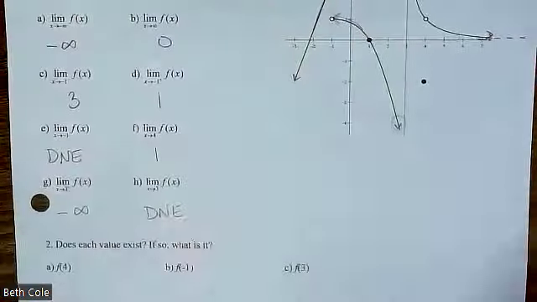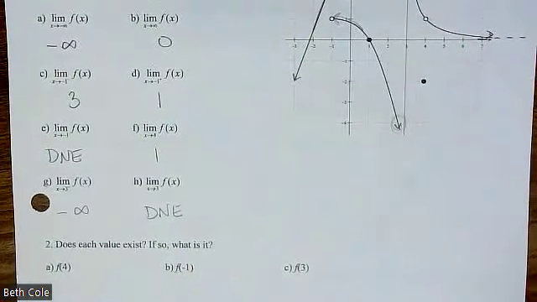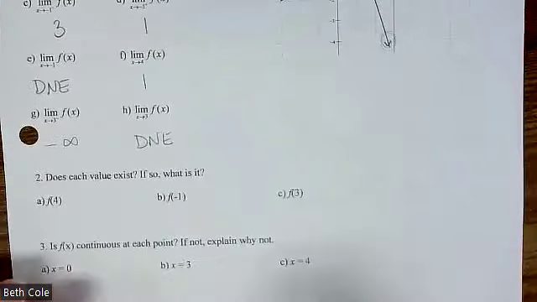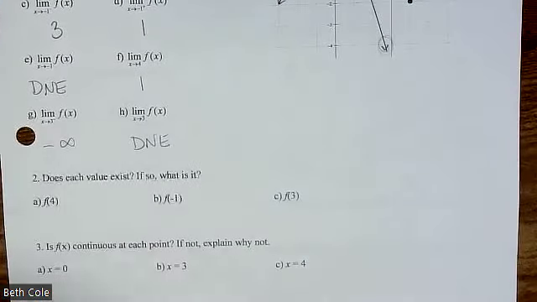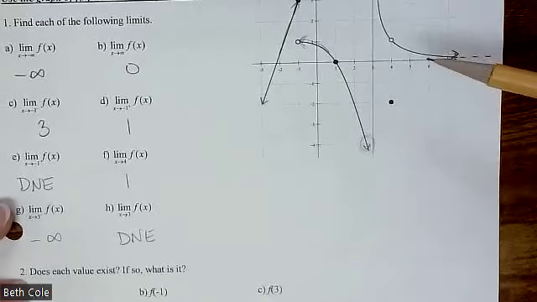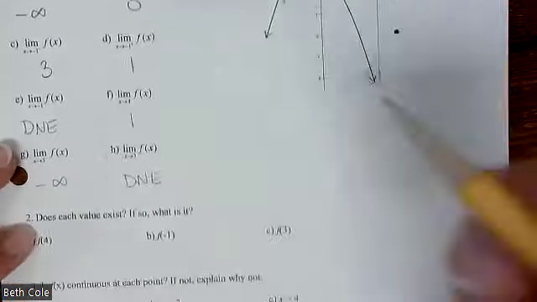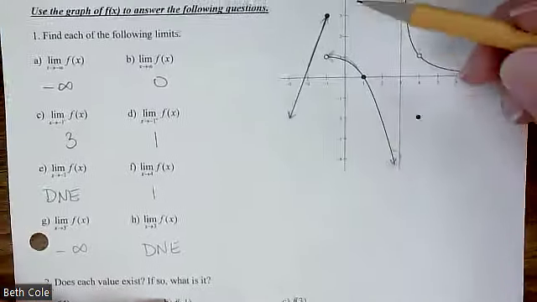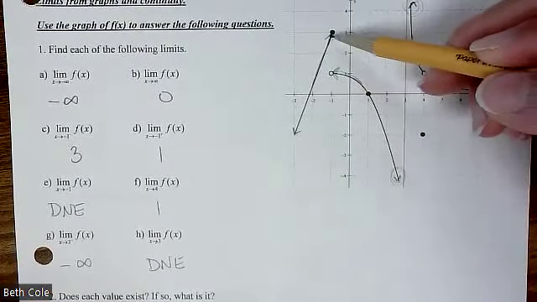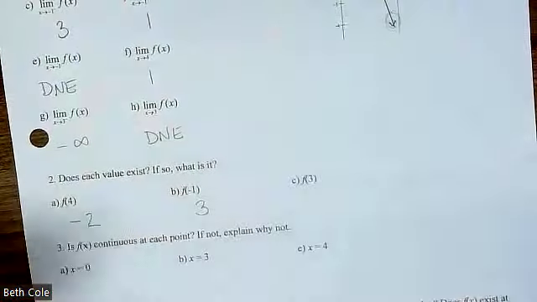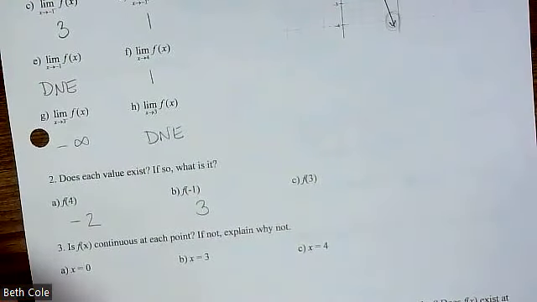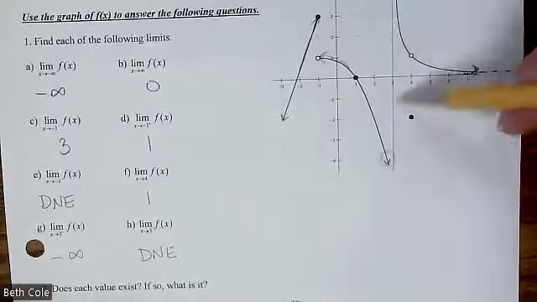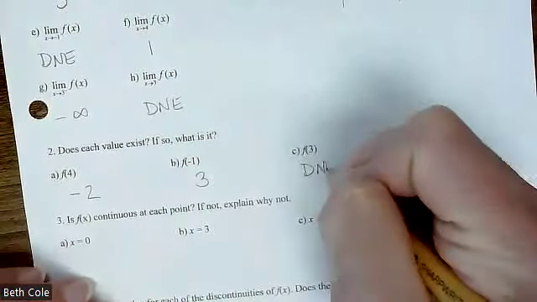How did that little section go? Just looking at the picture. All right, now these are not limits. They're just actual values. So f of 4, where is the actual point at 4? -2. F of -1, the actual filled in point for -1 is 3. And then at 3, we have an asymptote, so does not exist.